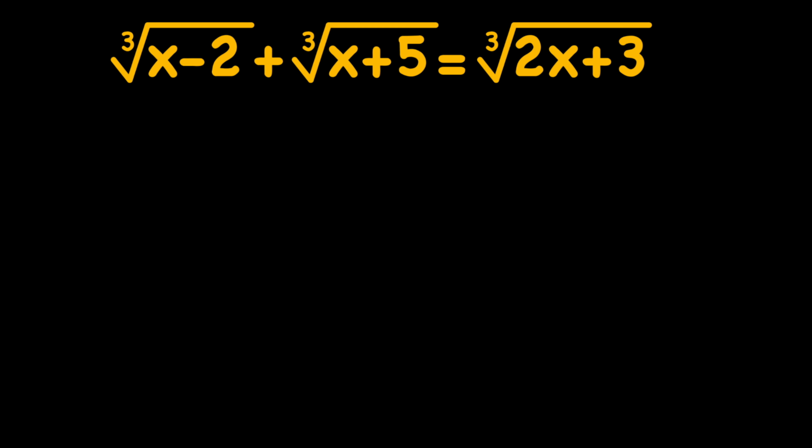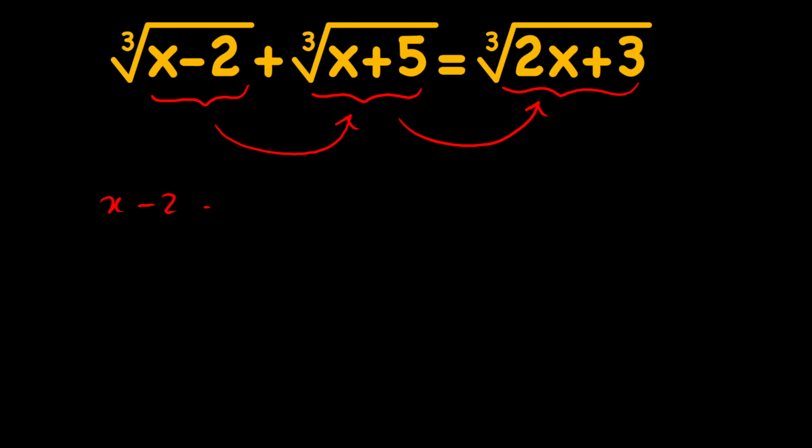So first of all, notice that the expressions under the cube roots have a kind of special relation. If you take the first one and add it to the second one, you're going to get the third one, because x minus 2 plus x plus 5 equals 2x plus 3.